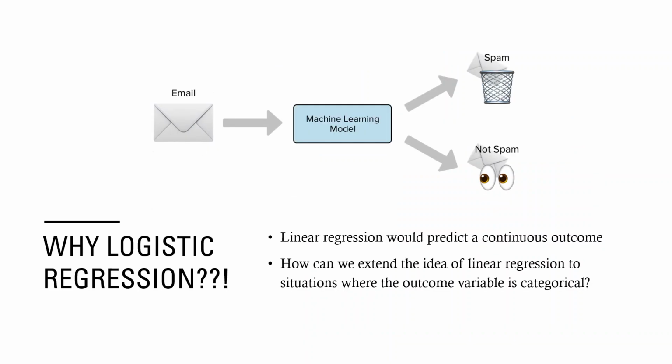So before I tell you what it is, let's understand why we need it. Let's say I have a model and I'll give it an email and I want it to predict whether it's spam or not. It's basically a spam filter. So linear regression would predict continuous values, right? Basically it's a straight line. So it's going to be predicting continuous values. But do you think I can use continuous values to predict spam or not spam, if there is a way to do it?